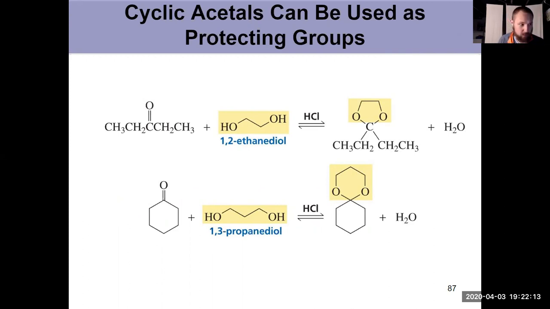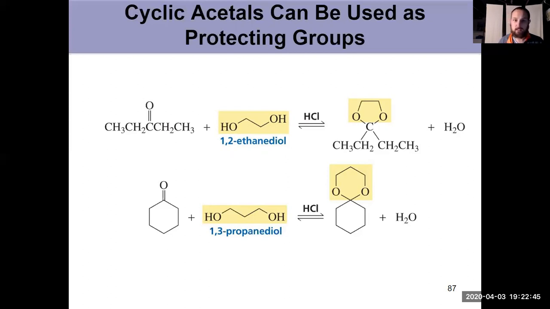A protecting group is a group that goes in and protects a functional group from some sort of synthetic operation that, if left untouched, the functional group wouldn't otherwise survive. So a different way to think about it is if you have multiple functional groups, but you only want one of them to react. One of the things that we can take advantage of to make a protecting group is what we saw in the previous video, forming acetals.